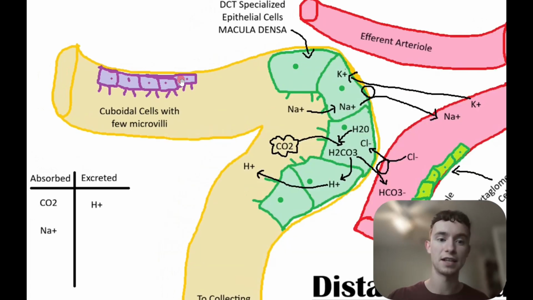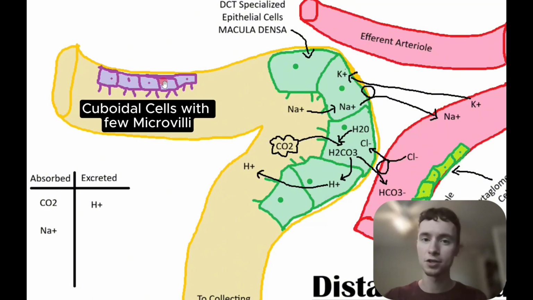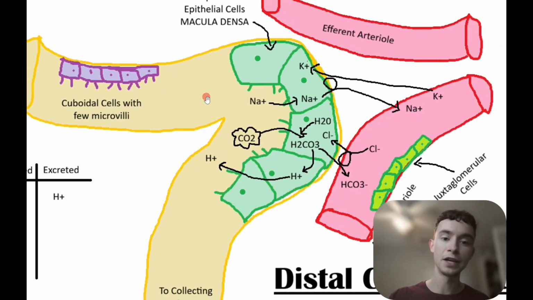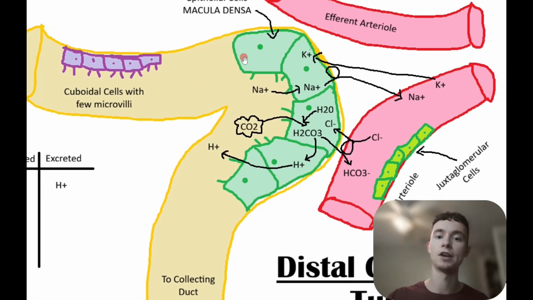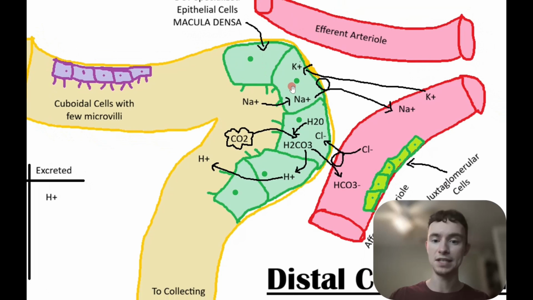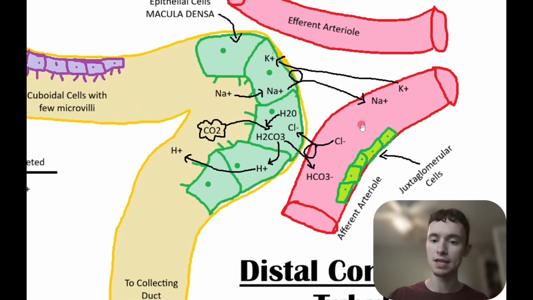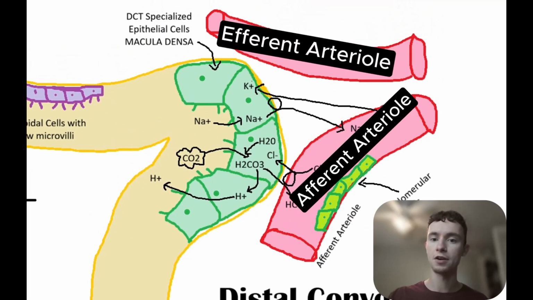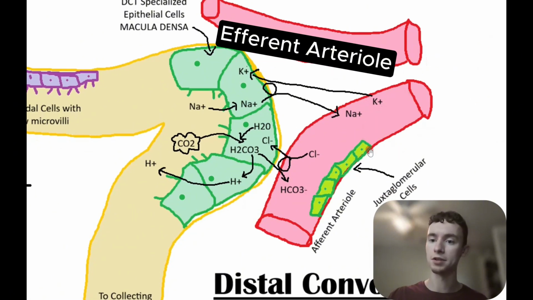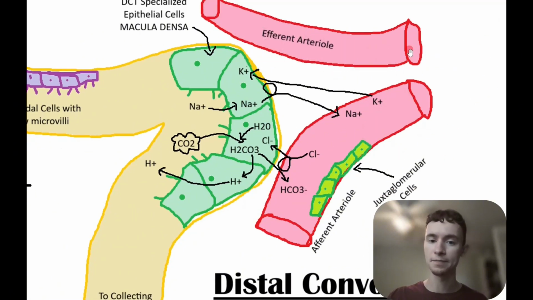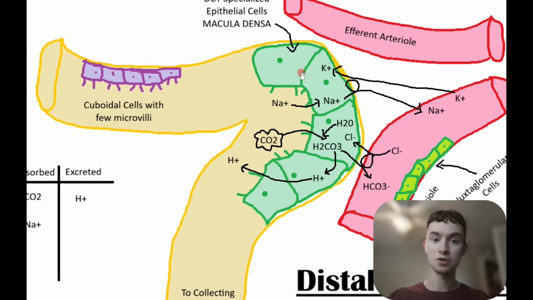Here's some cells that line the actual DCT, and these are cuboidal cells with few microvilli, just a little bit for absorption. The key players here, the all-star team right here, these green cells, that we talked about earlier in our first video about the glomerulus, are the specialized epithelial cells of the DCT that sit right in between the afferent arteriole and the efferent arteriole that initially go into the glomerulus. So if you can imagine, the glomerulus would be right here, and this section of the DCT is called the macula densa.